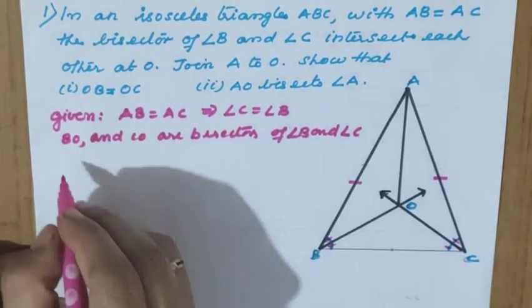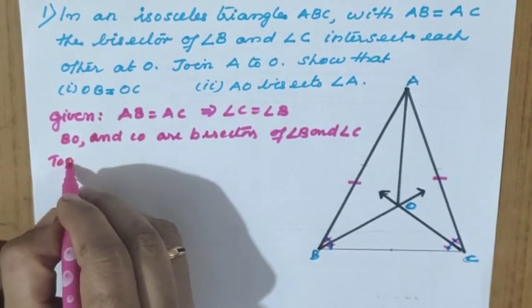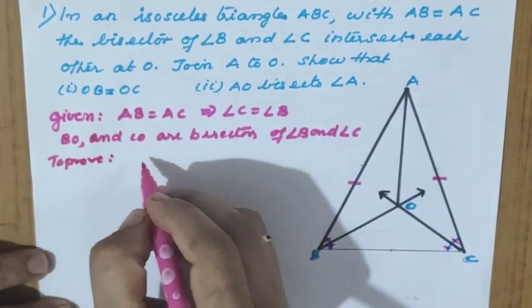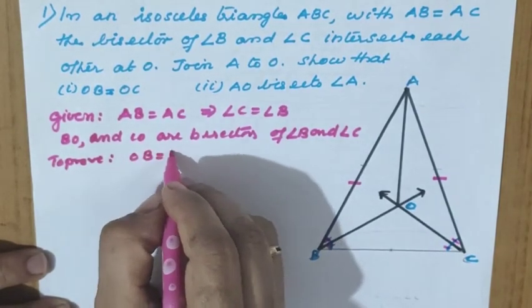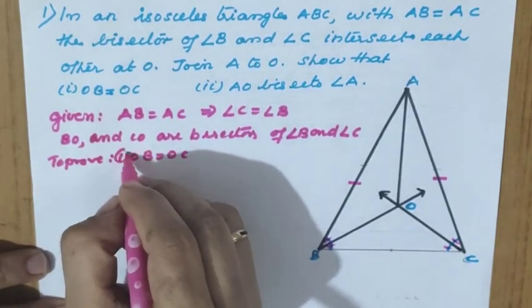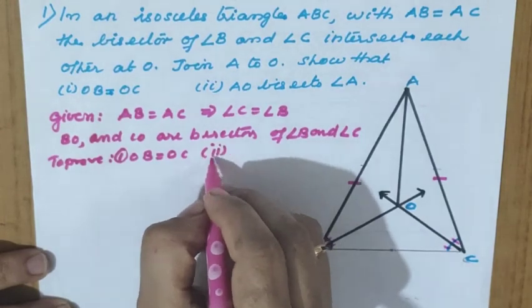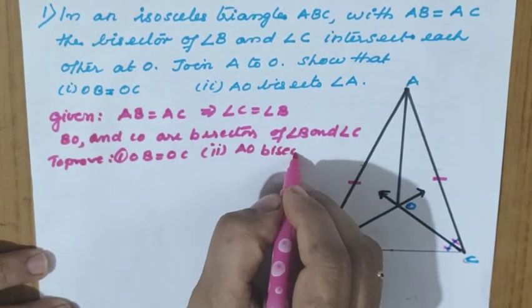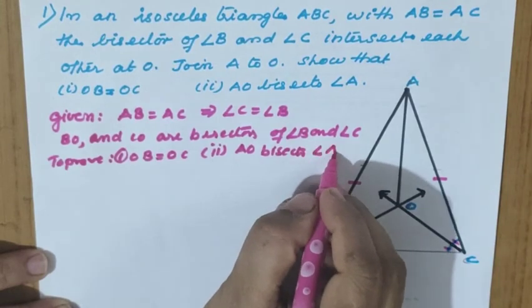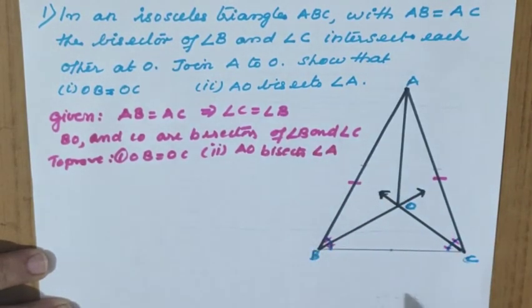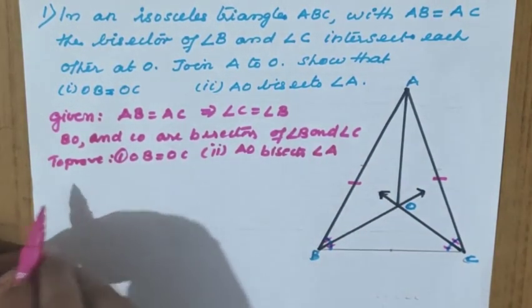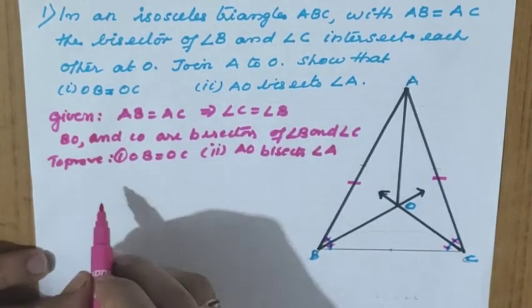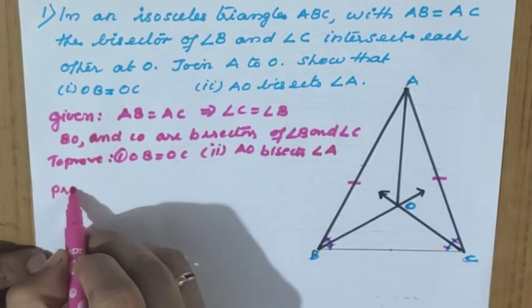Okay, now to prove: OB equal to OC, the first one. The second one, AO bisects angle A. Okay. Now you tell me, if angle C is equal to angle B, proof I'll go.